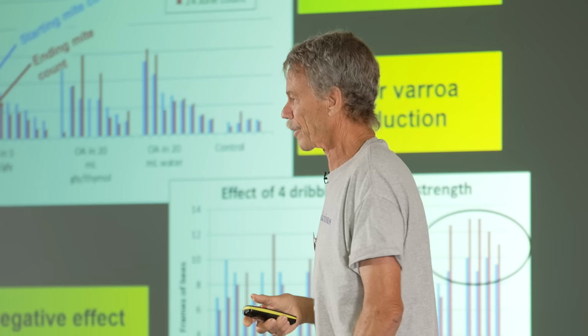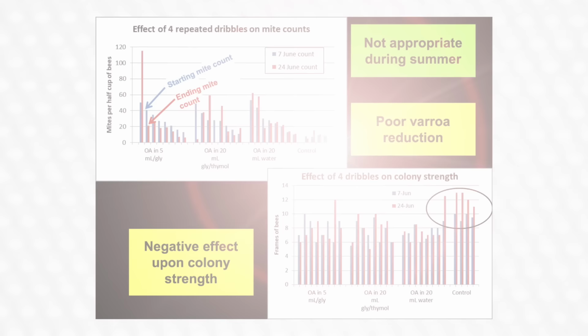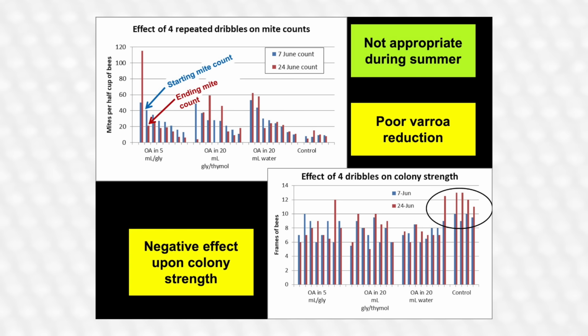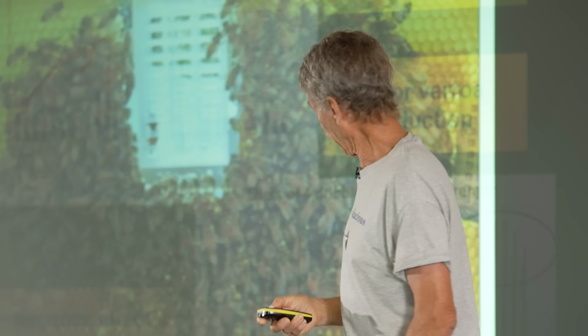The other thing, though, I also measured colony strength at the beginning and the end. And notice the red bars were not higher than the blue bars, which means those colonies did not grow. But in the control group, which I did not treat, they all grew. So apparently there's an adverse effect of doing 4 dribbles during the summer.